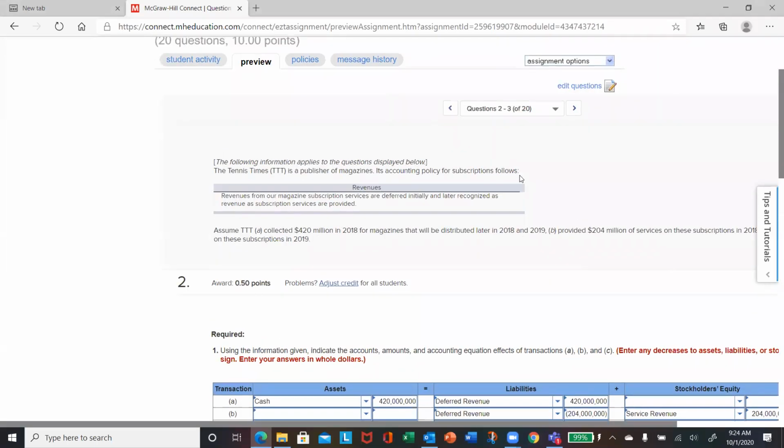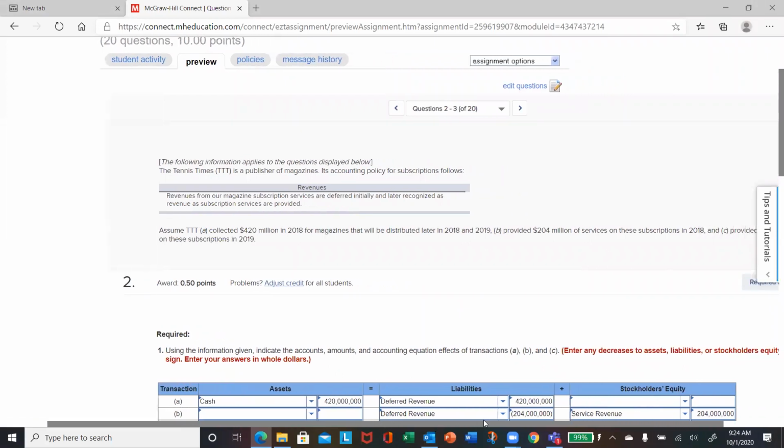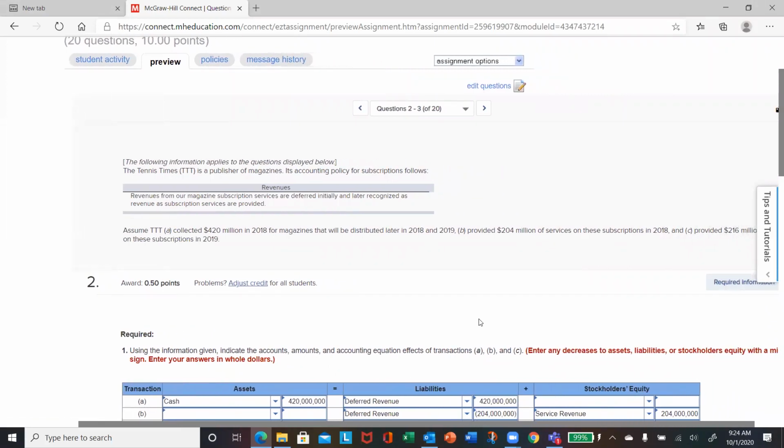These are combined. This problem is going to be dealing with deferred revenue, and they want to show you how this impacts, of course, first the accounting equation. So let's check out what they've given us. And they tell us that this is the Tennis Times. It's a publisher of magazines. And it says its accounting policy for subscriptions follows. So it says revenues from our magazine subscription services are deferred initially and then later recognized as revenue as subscription services are provided. So that'll be basically your matching principle.